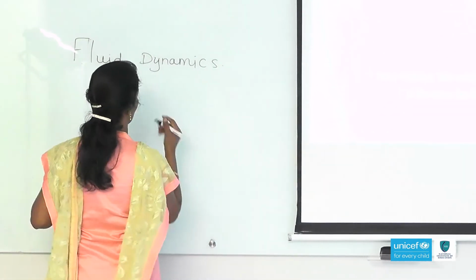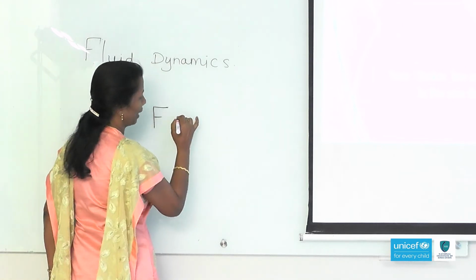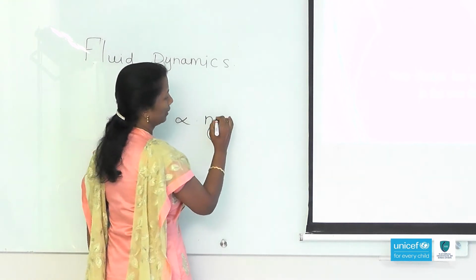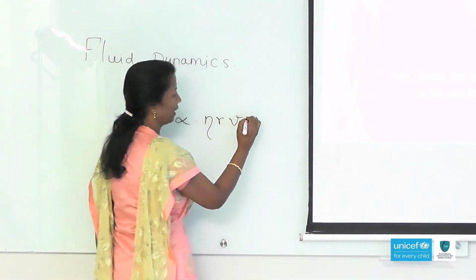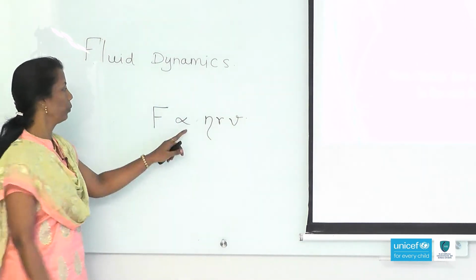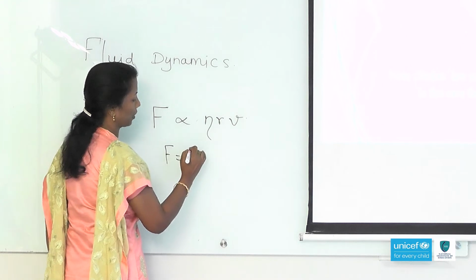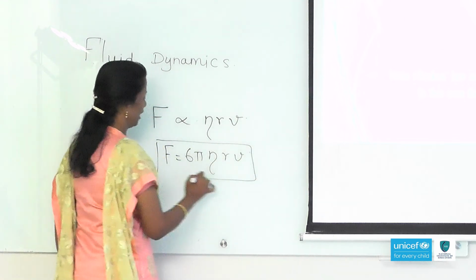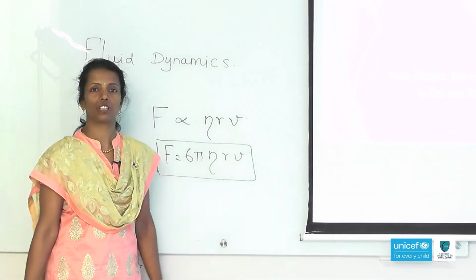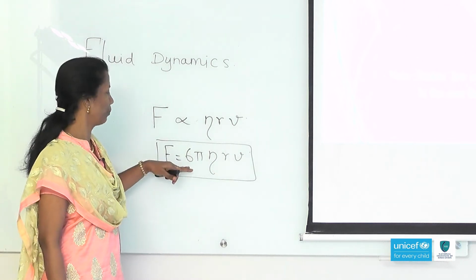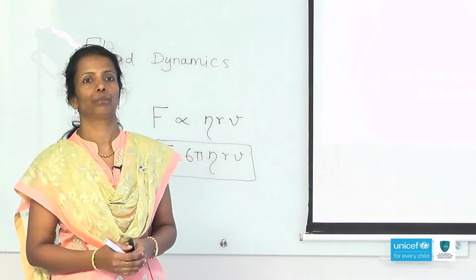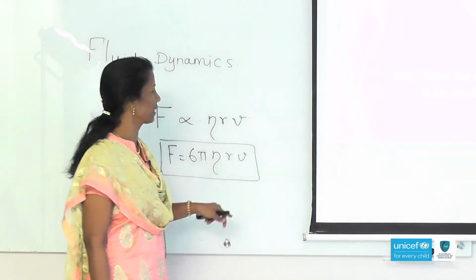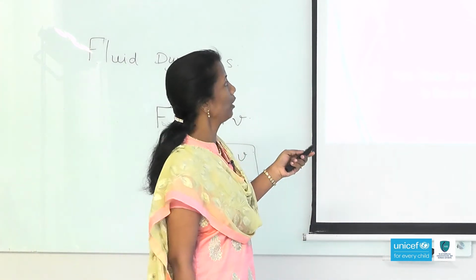How this equation arises is, the viscous drag experienced by the object is actually directly proportional to the coefficient of viscosity, the radius of the object, and the speed at which it moves through the fluid. To remove this proportionality, we introduce a constant, and that constant is 6 pi: F = 6 pi eta r v. So if you want to define the coefficient of viscosity, you can make use of this formula, write this formula and clearly explain the meaning of all the symbols. In this equation, F is the viscous drag, eta is the coefficient of viscosity, r is the radius, and v is the speed of the moving object.